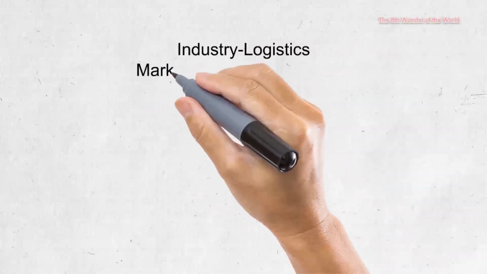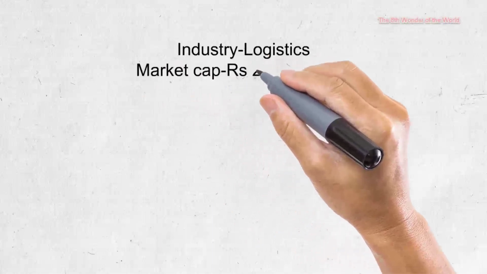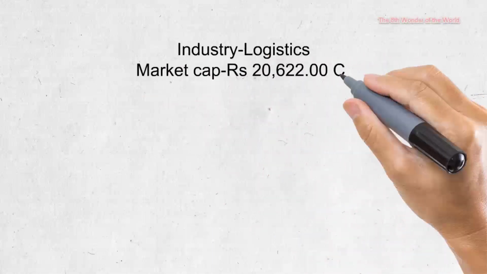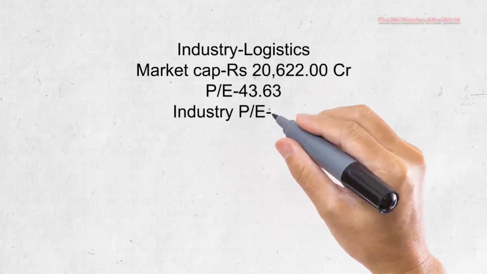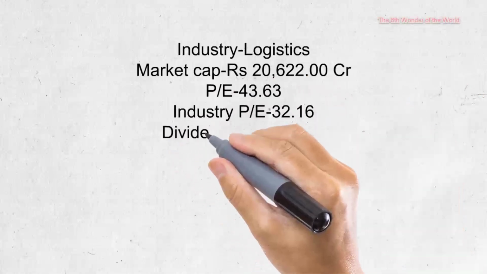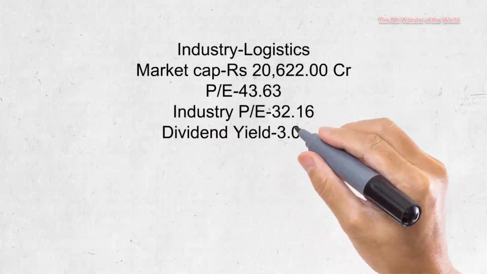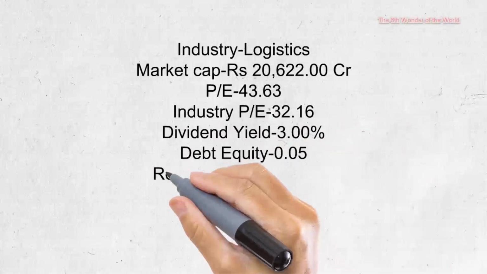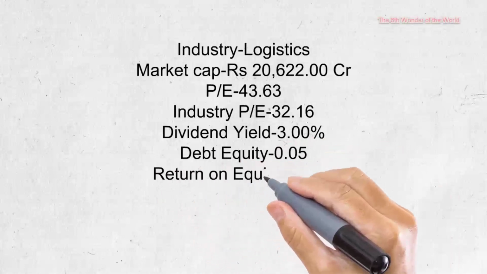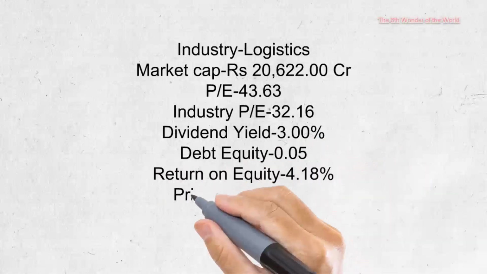Talking about the company, the industry type is logistics. The market capitalization is 20,622 crores. It has a PE of 33.63. The industry PE is 32.16. Dividend yield is 3%. Debt to equity is 0.05. Return on equity is 4.18%. Price to book is 1.82.